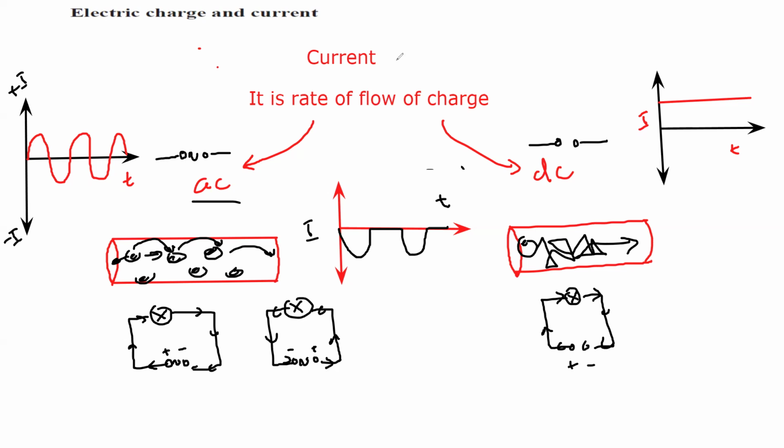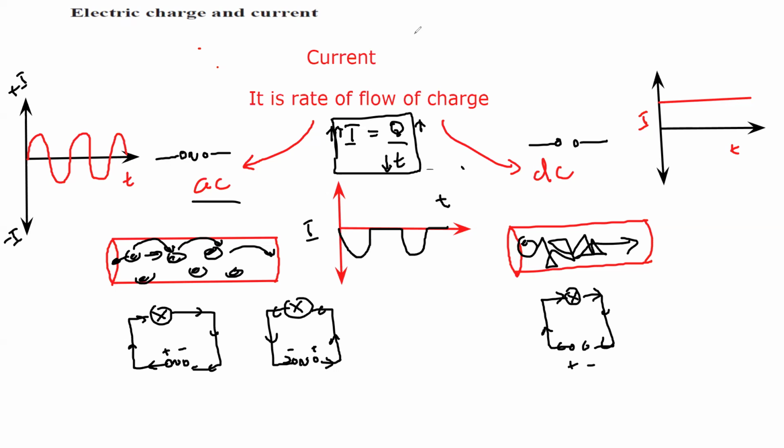So the current is the flow of the charges. If we want to find the electric current, it is charge divided by time. And if a charge flows in a short time, it will produce a high current. If a greater number of charges are moving through a circuit, in that case, it will also produce a high current.